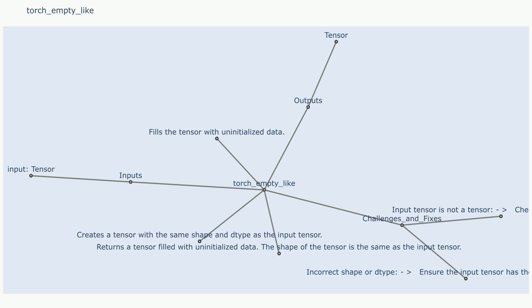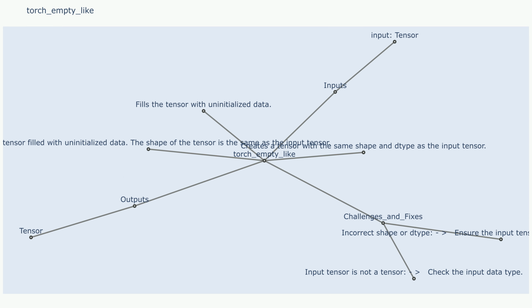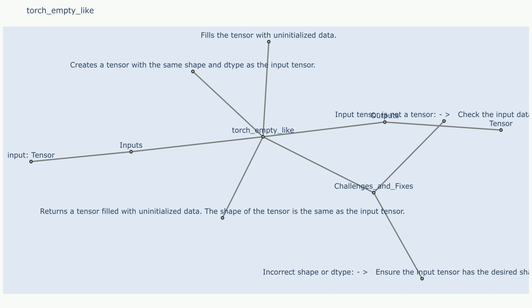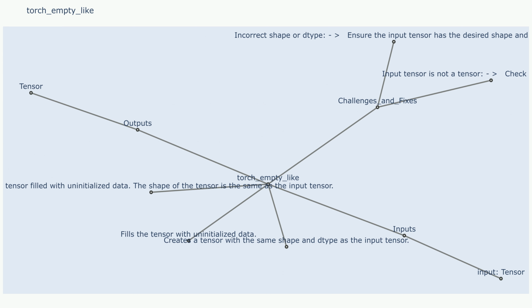Challenge 2. The torch.empty_like function does not preserve the layout or device of the input tensor by default. Sample use case that resulted in challenge 2: you may want the output tensor to have the same device and layout as the input tensor, but this is not the default behavior. Fixes to challenge 2.